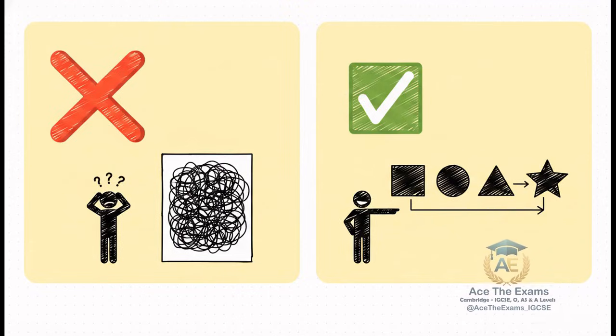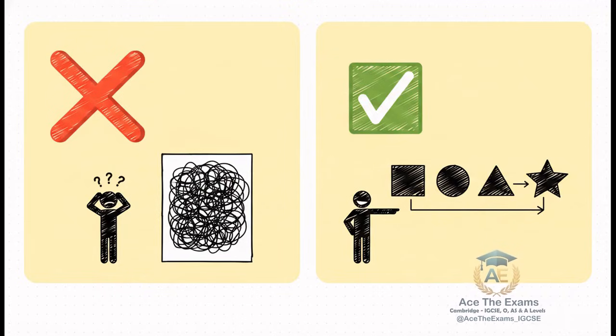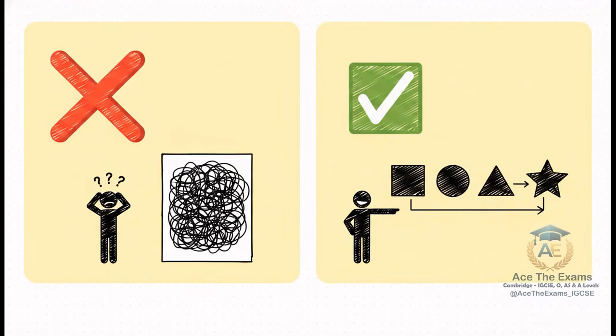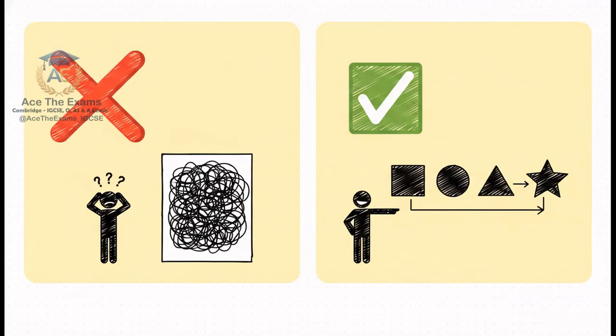First, define the force at play, friction between the tires and the road. Second, state the relationship. This friction provides the centripetal force. Third, explain the effect. It causes a constant change in direction towards the center. Fourth, application. This allows the car to safely navigate the bend. If you use this structured method, you literally leave the examiner no choice but to award you full marks.